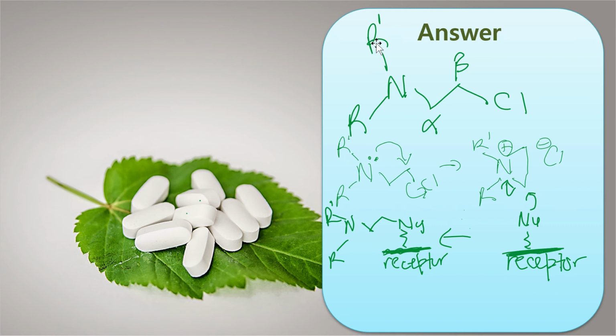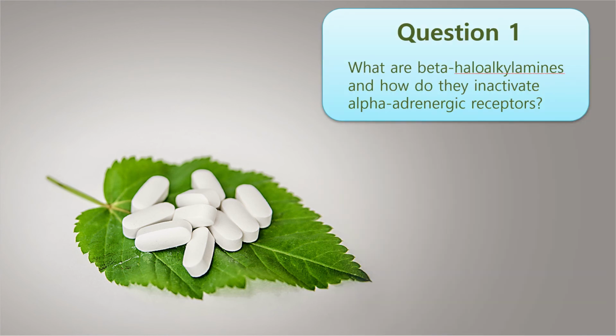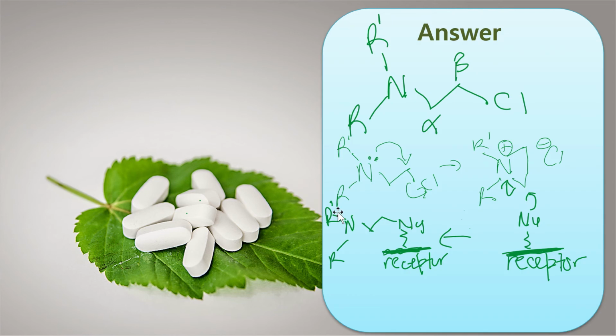All right, so these are our beta haloalkyl amines. We have our R groups attached to a nitrogen center. We have our alkyl portion, and then we have our halo, which in this case is chlorine. The first carbon would be alpha, the second one would be beta, and then we have our chlorine here. So this is our beta haloalkyl amine.